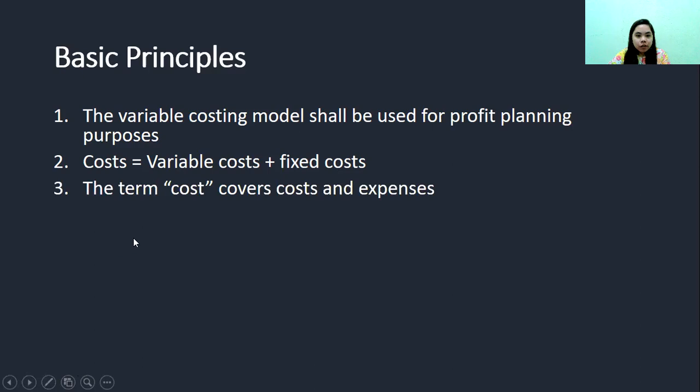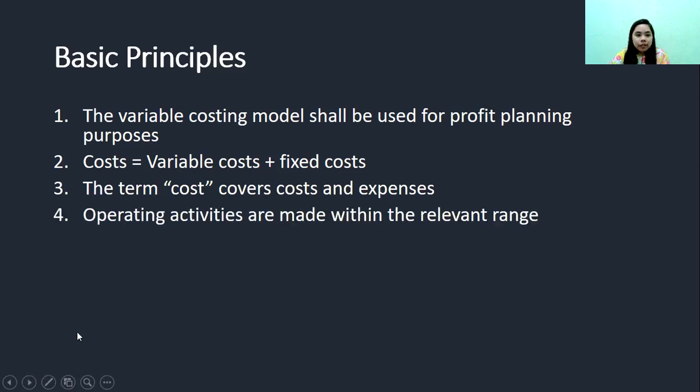Then third is the term cost covers cost and expenses. Then operating expenses are made within the relevant range. When we speak of relevant range, that's the range in which the company produces units within its maximum capacity. So, if the company is producing products not exceeding its maximum capacity, then the company is producing products within the relevant range.